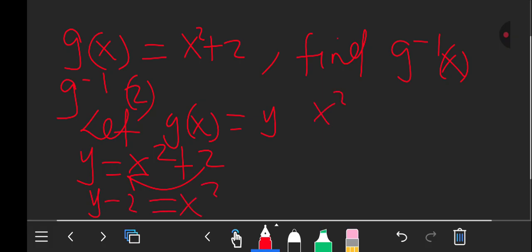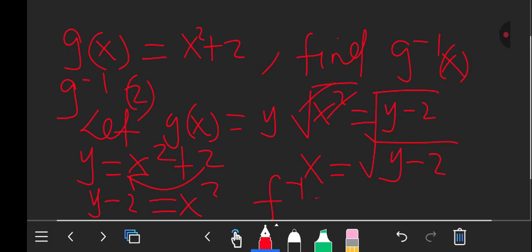So since I have x squared is equal to y minus 2, I'll make x the subject by finding the square root on both sides. Okay? So this square root will cancel with the power of 2. So x will now be equal to square root of y minus 2. So to find the inverse now, where there is y, I'll substitute x. So it will be square root of x minus 2. Okay? So this is my g inverse.